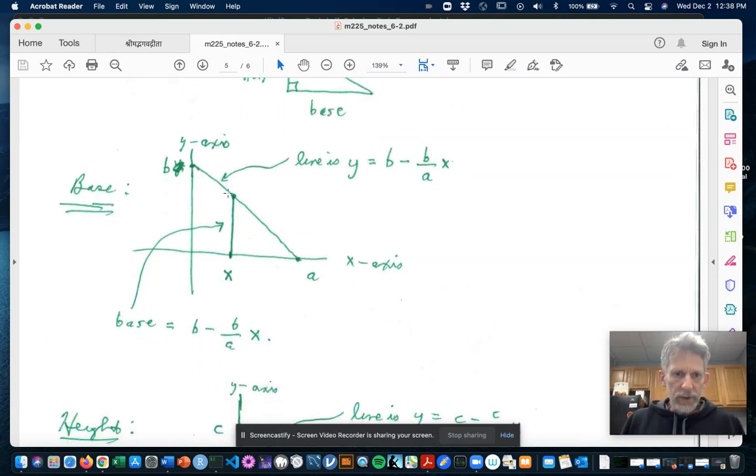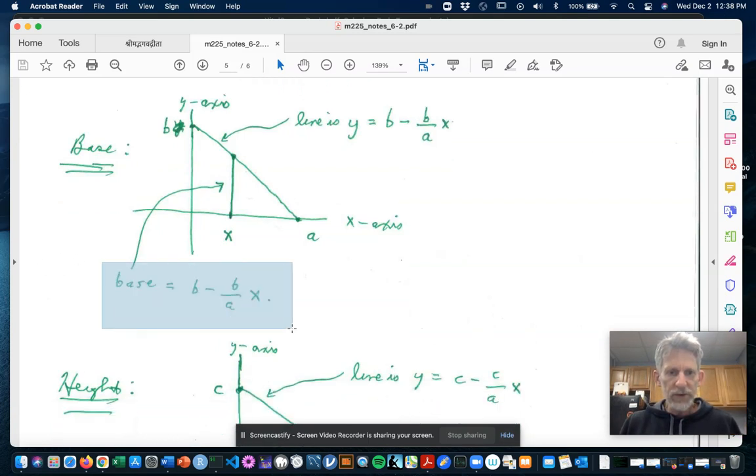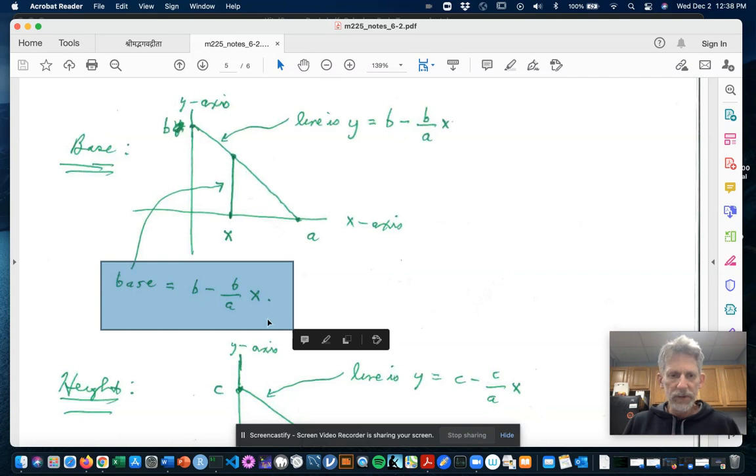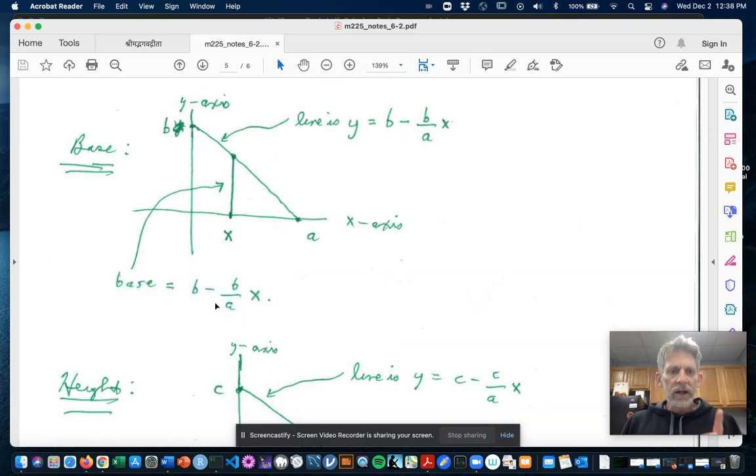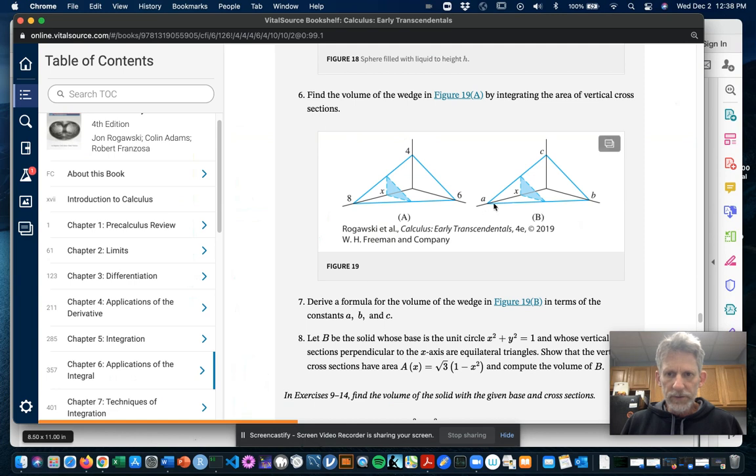Okay, and so that y minus the 0 height would be the base for our triangle. Okay, so we've got a formula for the base in terms of x. It's b minus b over a times x. Now we need to also think about the height. Okay, so heading back to our figure, that's this line here where I'm waving my mouse. Now that goes from a z is 0 level to a z is some level that's given by this blue line here in the xz plane.